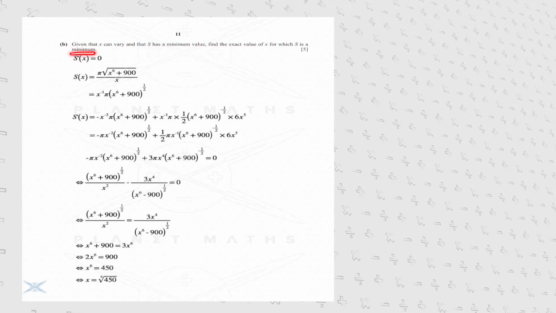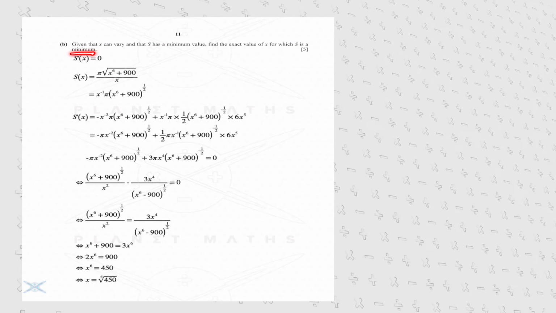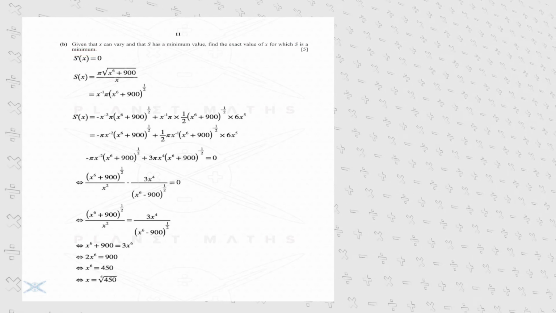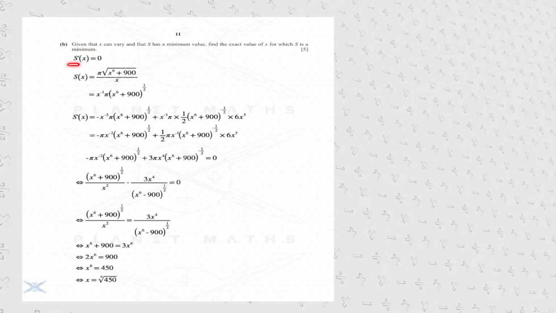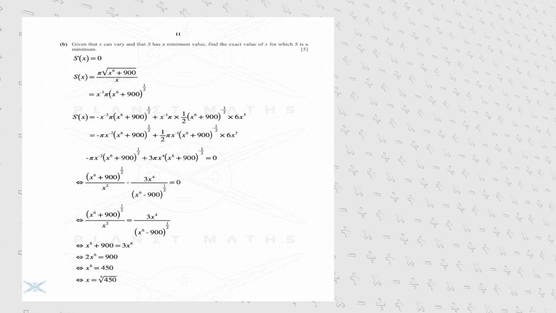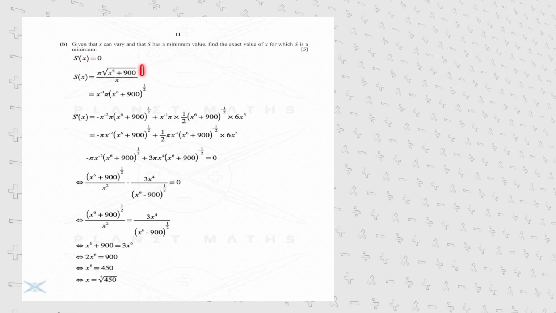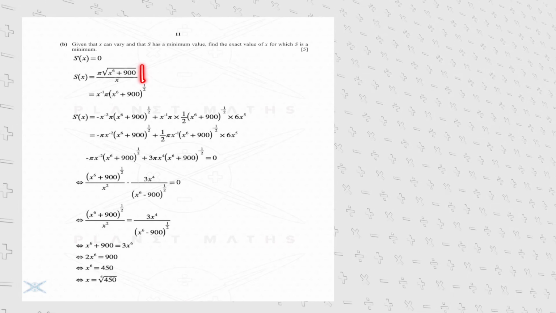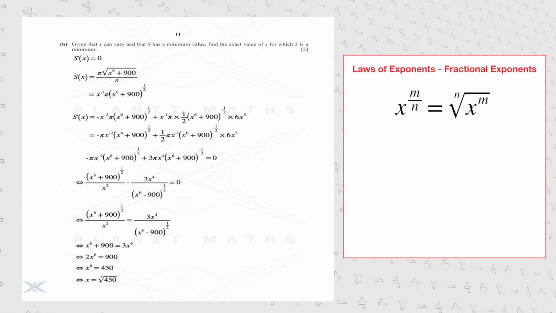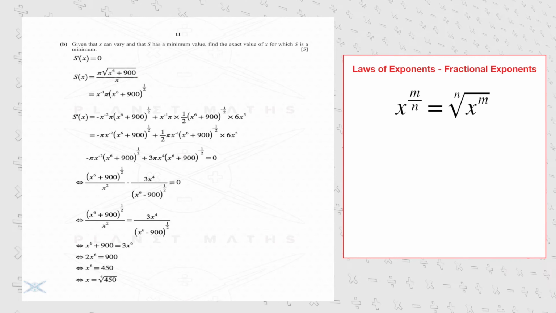Whenever we read about minimums or maximums, we should associate this with having to calculate stationary points, which is done by equating the derivative of the function with 0. So in step 1 we need to find the derivative of S of x, and to do that we will convert our fraction into a product employing the laws of exponents provided.